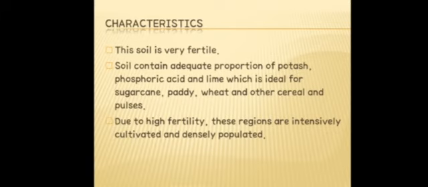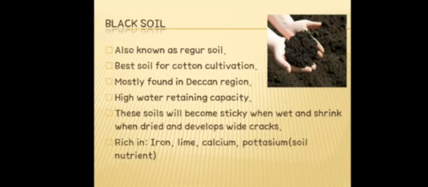That is chemical composition. Other is physical composition. The alluvial soil consists of various proportions of sand, silt and clay. That is the physical property, and the chemicals are the chemical properties. Due to high fertility, these regions are intensively cultivated and densely populated. Next is black soil, also known as regur soil. This soil is best suited for cotton crop. That's why it is known as cotton soil.